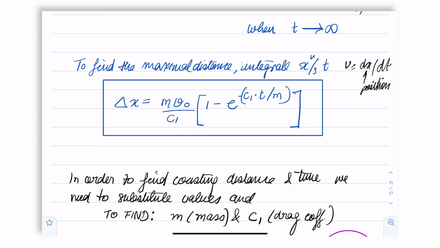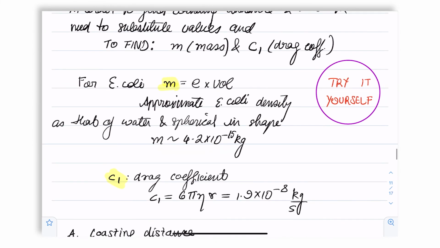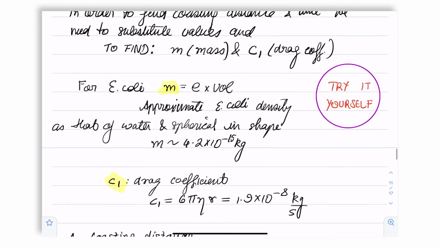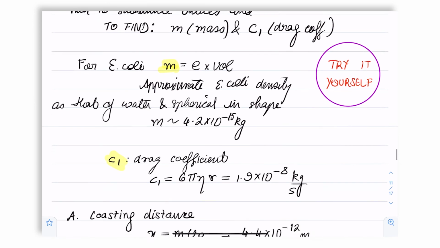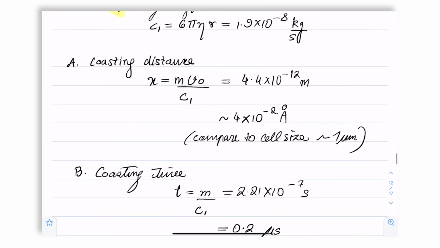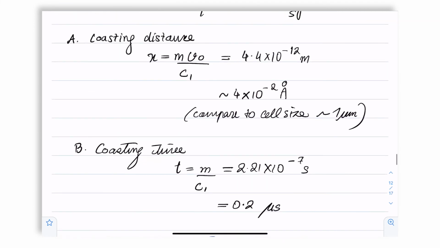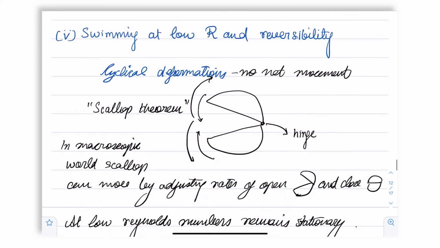So in order to find the coasting distance and time, we need to just substitute values and we will get the number. You should try it yourself. For E. coli, m is equal to rho times volume, approximately 10 to the power minus 15 kg. c1 is about 1.9 into 10 to the power minus 8 kg per second. Coasting distance comes to 4 by 100 angstrom, that is 0.04 angstroms, whereas coasting time comes to 0.2 microseconds, where a microsecond is 10 to the power minus 6 seconds. This is simply telling us there is no coasting, and it's for a very short time, if there is any.